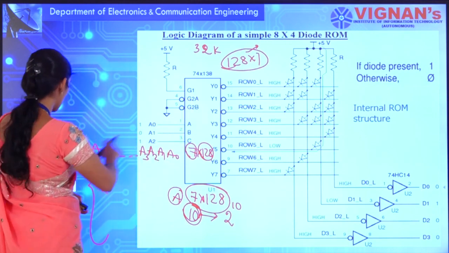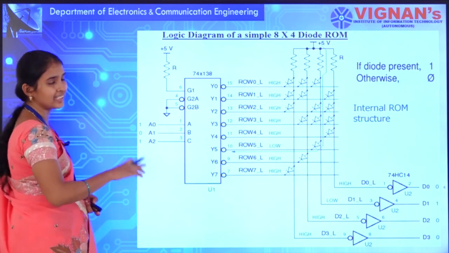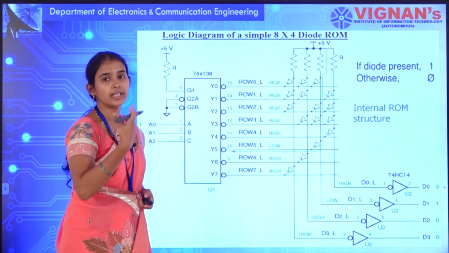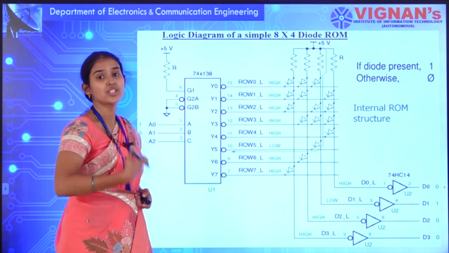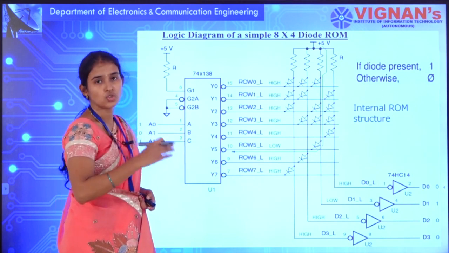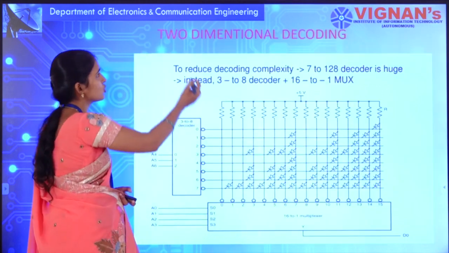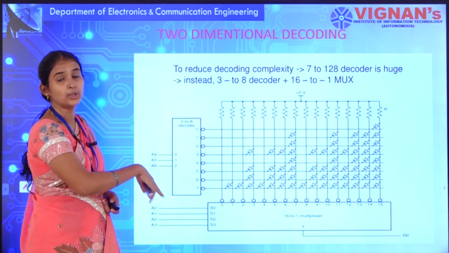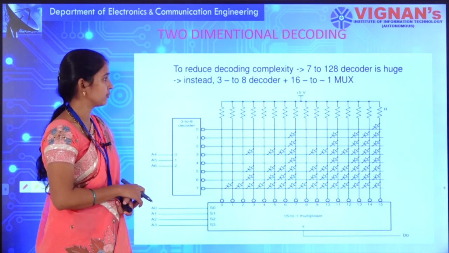Okay, one dimensional ROM. So based on that, what are the drawbacks of this? If we want to have a bigger number of address inputs, larger address inputs, it is very difficult to construct in this way. So we are going for the next one, that is called a two-dimensional decoding.